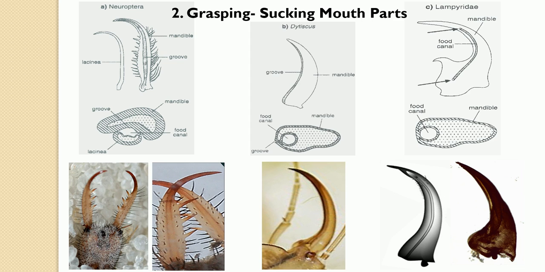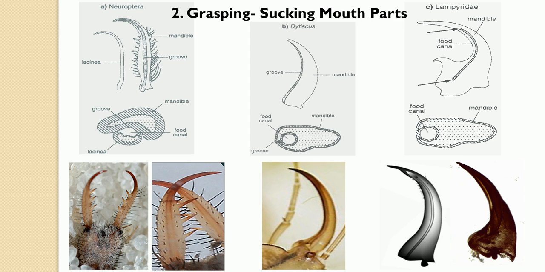Here you can see all the mandibles are somewhat fang-like, and these are highly curved, and each and every mandible is always provided with a groove from the ventral side. The position of the groove can differ in different insects. For example, in Neuroptera, you can see in the diagram, the groove is present on the ventral side exactly in the middle region. This groove can be opposed by the lacinia so as to form a food canal or siphon through which these insects suck the juice.